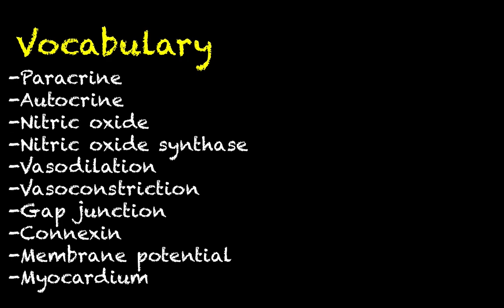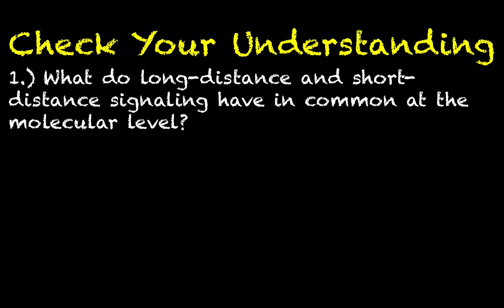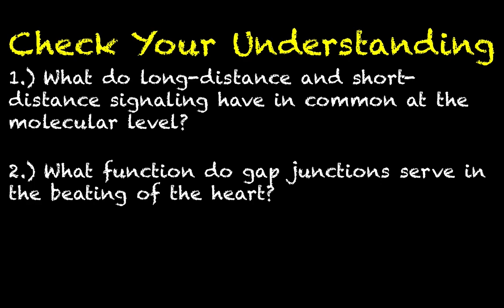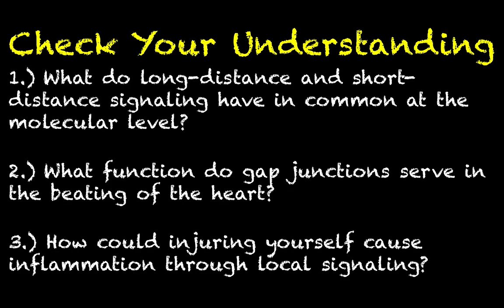Okay, that's going to pretty much do it for this video. Here is a list of vocabulary terms you might want to be aware of. And as far as checking your understanding goes, number one, what do long distance and short distance signaling have in common with each other at the molecular level? Number two, what function do gap junctions serve in the beating of the heart? And number three, how could injuring yourself cause local inflammation through local signaling?